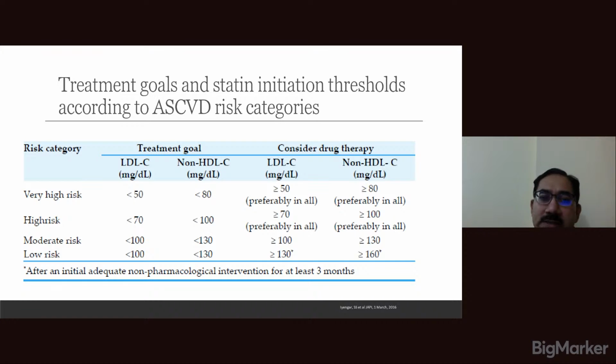And when do we consider starting drug therapy in these kinds of patients? In a very high risk patient, when the LDL levels are more than 50 and non-HDL levels are more than 80. In a high risk patient, when the LDL level is more than 70 and non-HDL levels are more than 100. In a moderate risk patient, when the LDL levels are more than 100 and non-HDL is more than 130. And for a low risk patient, when the LDL is more than 130 and non-HDL cholesterol is more than 160, then this becomes an indication for starting statin therapy.